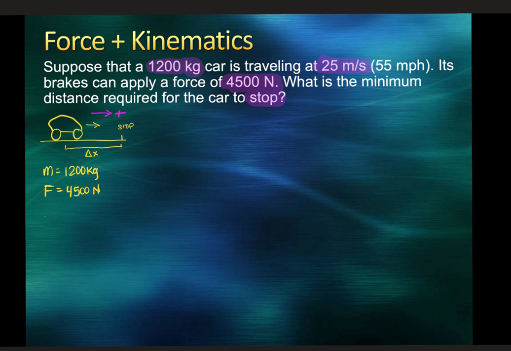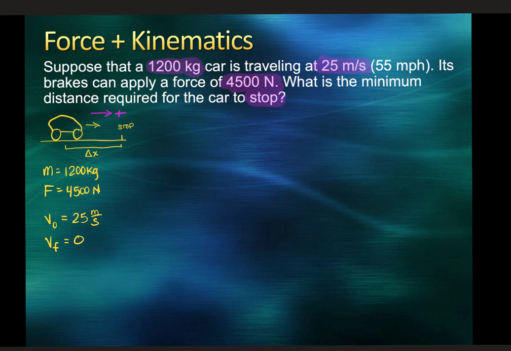I have an initial velocity, and that initial velocity is going to be 25 meters per second. And if you look at my sketch, I've drawn the car traveling in the positive direction, so I'm going to leave that positive. And then if the car is going to come to a stop, I have a final velocity, and that final velocity is going to be 0. Okie doke.